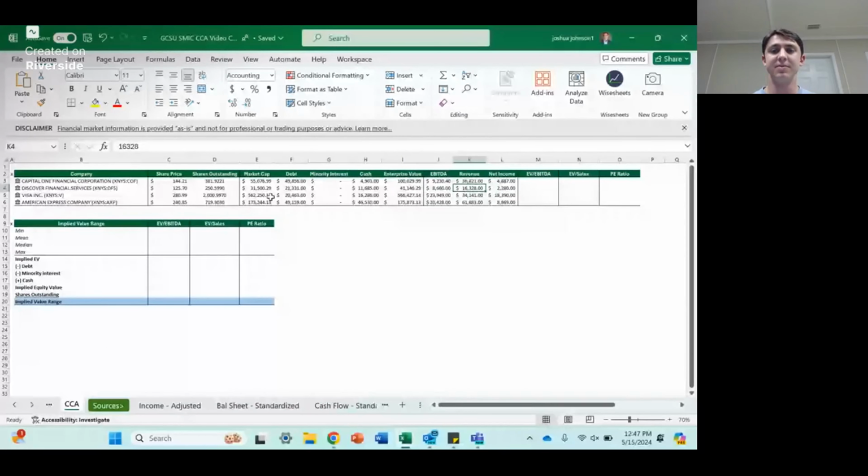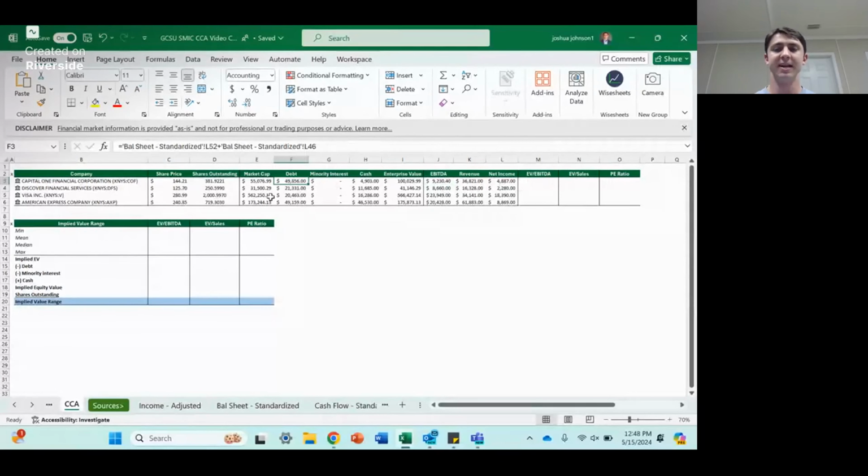Additionally, we found the company's EBITDA, revenue, and net income. EBITDA is found by taking net income, adding back depreciation and amortization from the statement of cash flows under operating activities, adding back the interest expense, as well as the tax expense or tax provision, as they might call it.